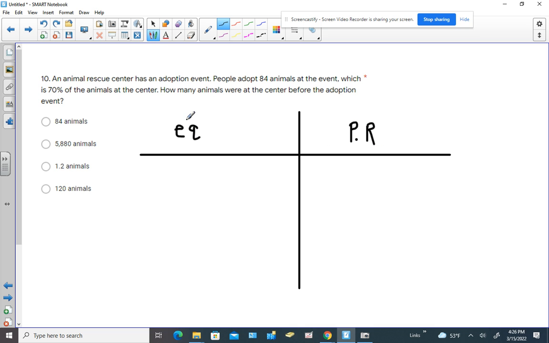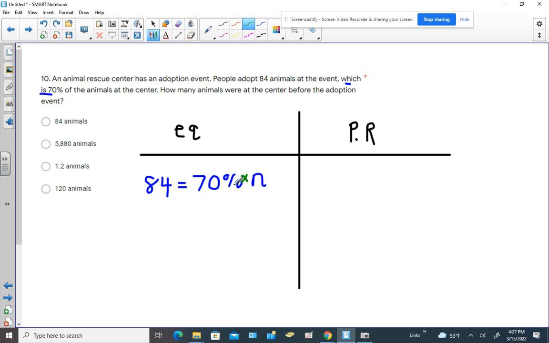If we're going to use write an equation, let's dissect this a little bit more. Read it another time. People adopt 84 animals at the event, which is 70% of the animals at the center. So 84 equals 70% of the animals. Let's use N for animals. 70% of the animals, so that would imply we're multiplying, right?